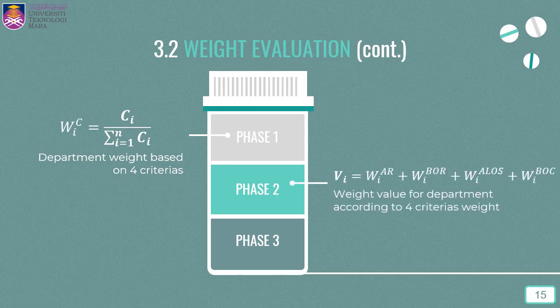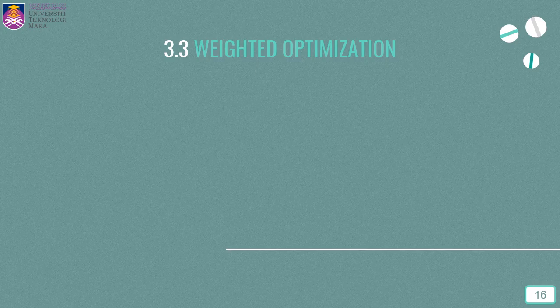The second phase is to compute the weight value of each department i by summing up the four criteria weights of department i. Lastly, to obtain the overall weightage of department i, the department's weight value is divided by the total weight values of all departments.